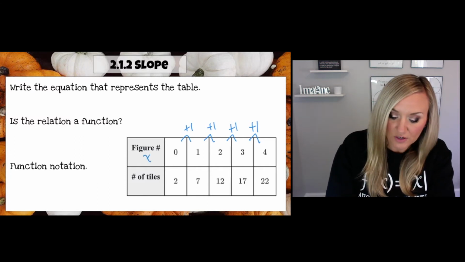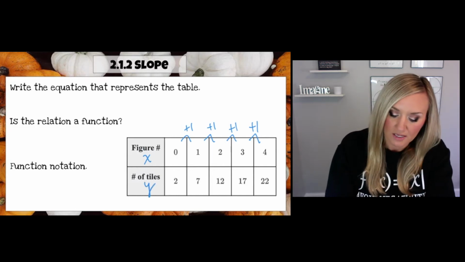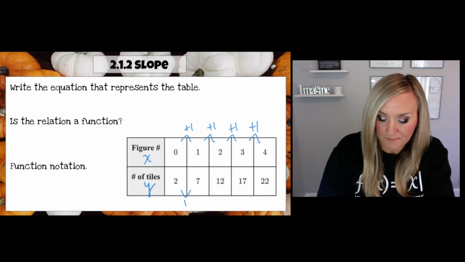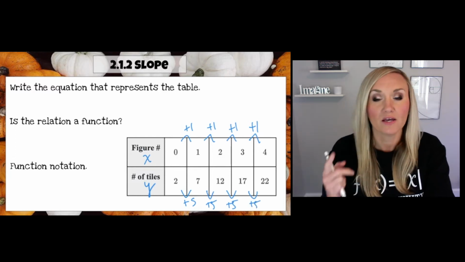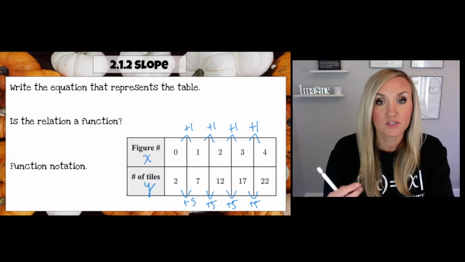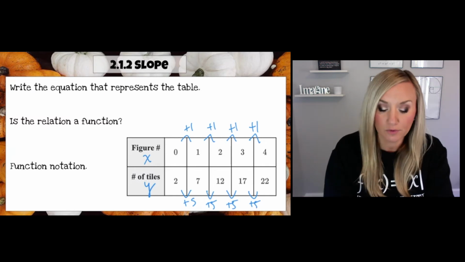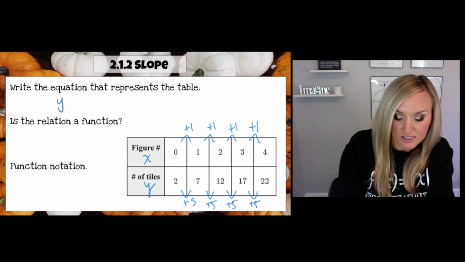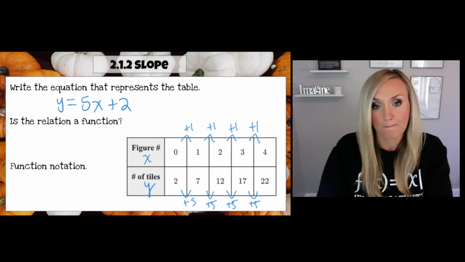Cool. Now the figure number is our x value, and then the number of tiles or squares is our y value. So what is happening to the y's? What are they increasing by each time? Looks like each time they are increasing by 5. Awesome. Okay, so if we know that this is increasing by 5 over 1, or increasing by 5 each time, and our zero figure is 2, then we can write this equation to say that y equals 5x plus 2, right?